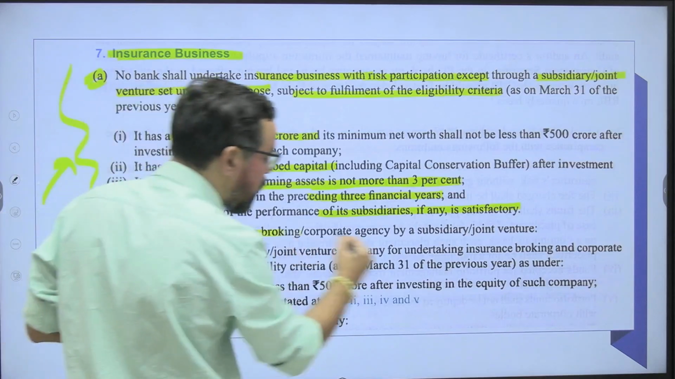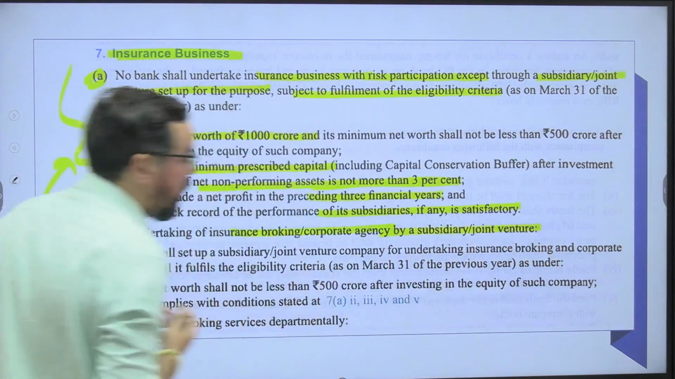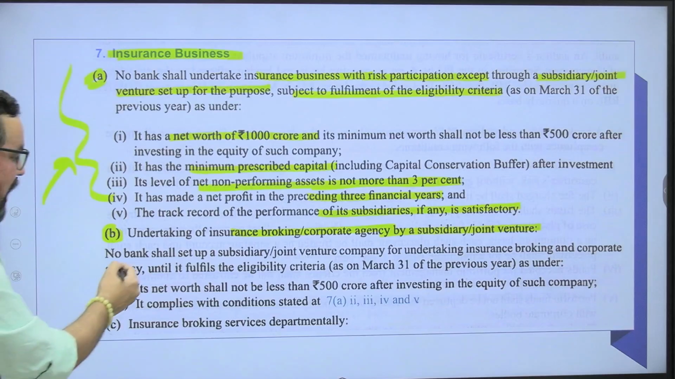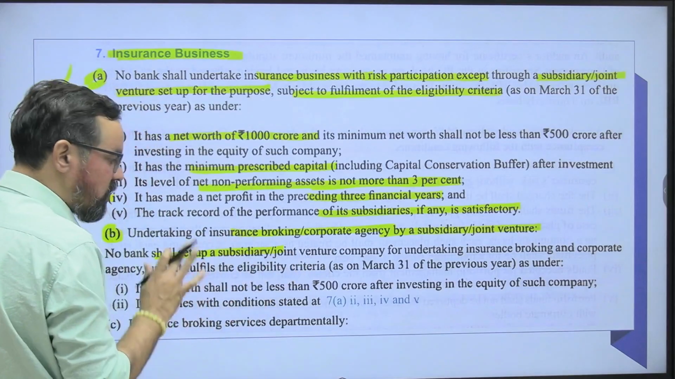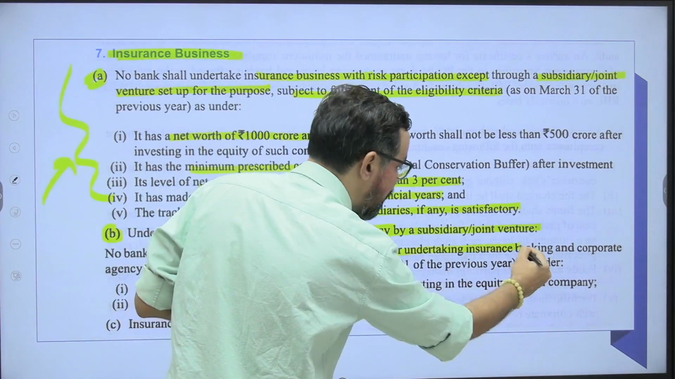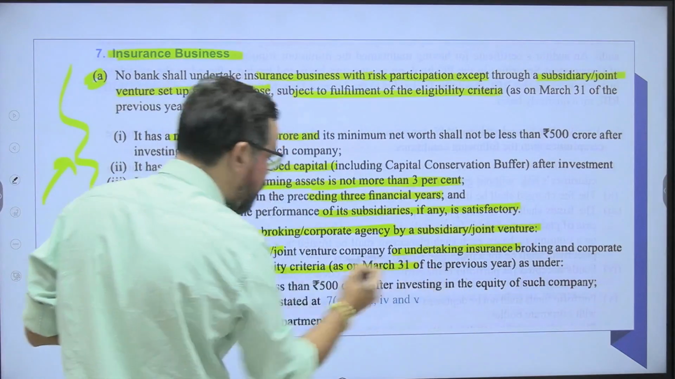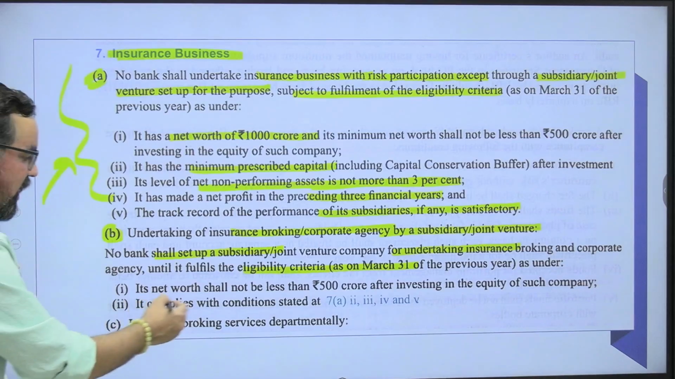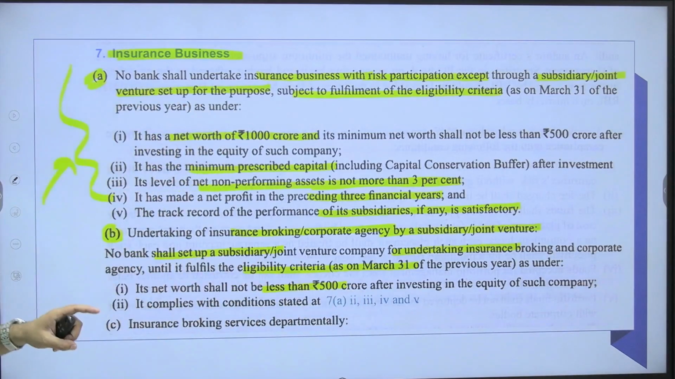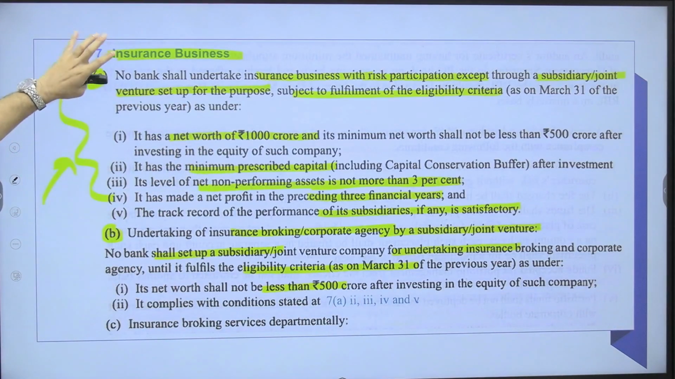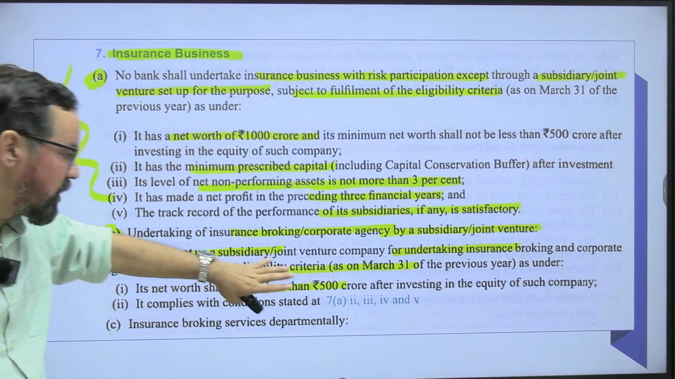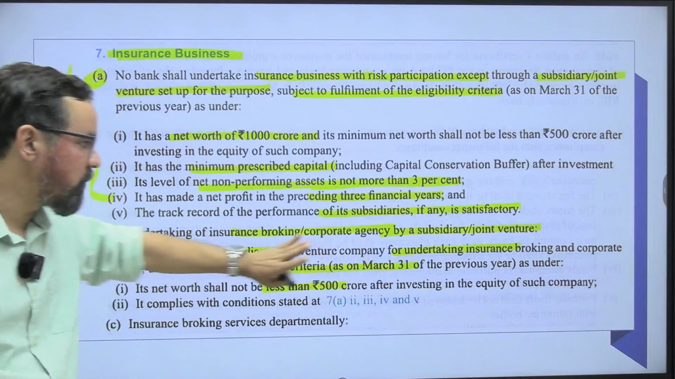Undertaking insurance broking and corporate agency by a subsidiary or joint venture: no bank shall set up a subsidiary or joint venture company undertaking insurance broking and corporate agency unless they fulfill the eligibility criteria. One is net worth not less than the prescribed amount. Now this is the difference, in case you are going as a subsidiary or joint venture in broking.